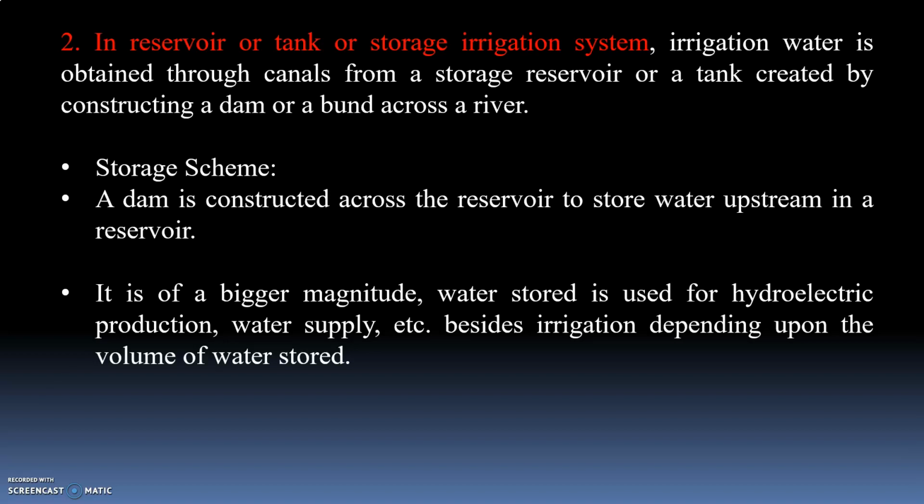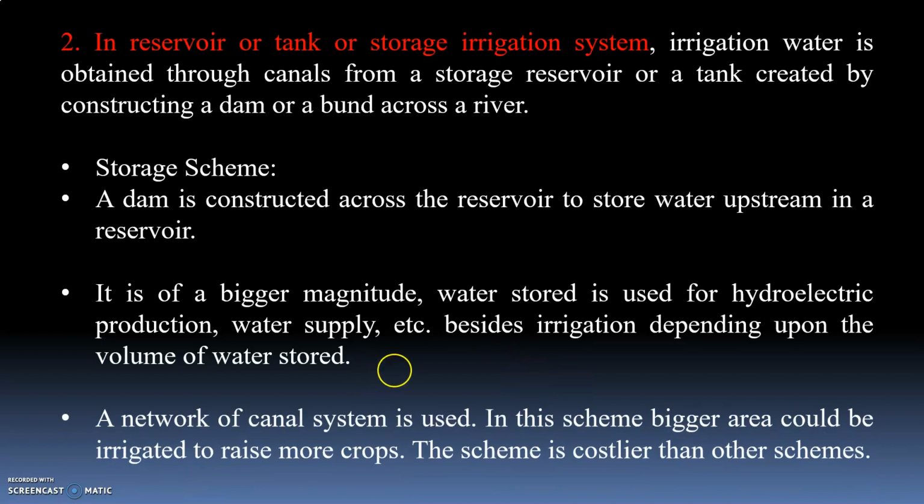Storage irrigation system is comparatively of a bigger magnitude, and it involves much more expenditure than a direct irrigation system. And here a network of canal system is used. In this scheme, a bigger area could be irrigated to raise more crops. The scheme is costly, as I said earlier, than the other schemes.